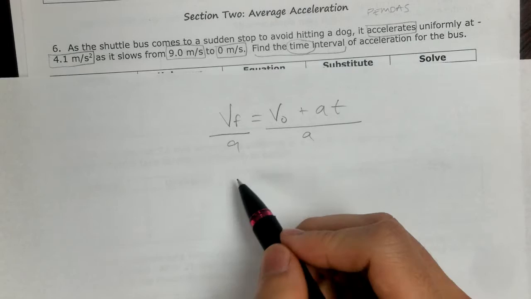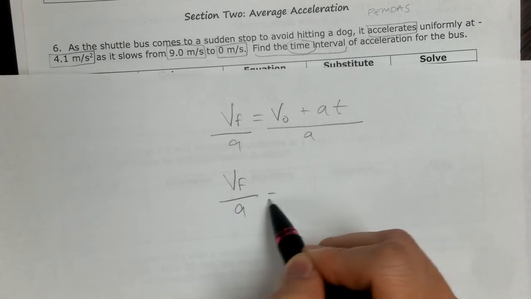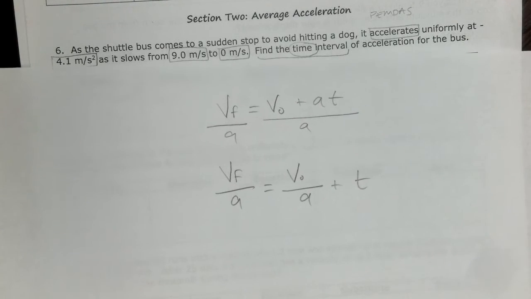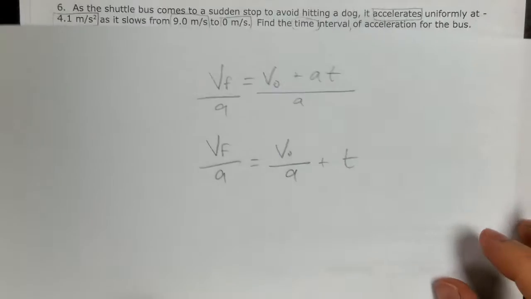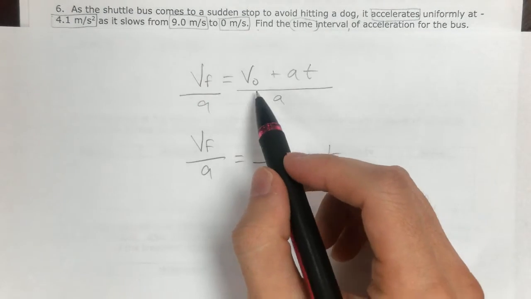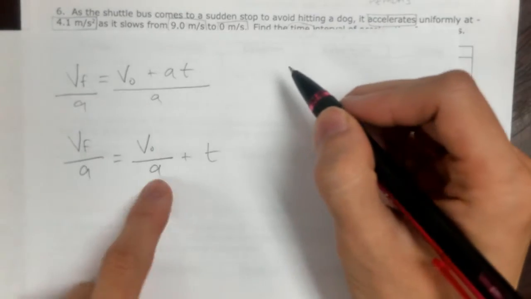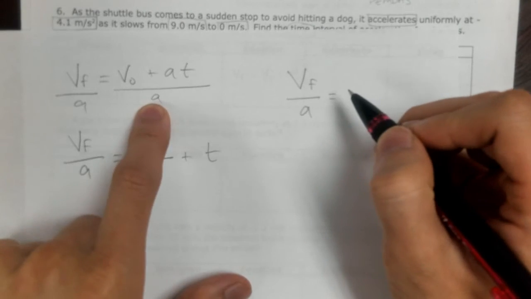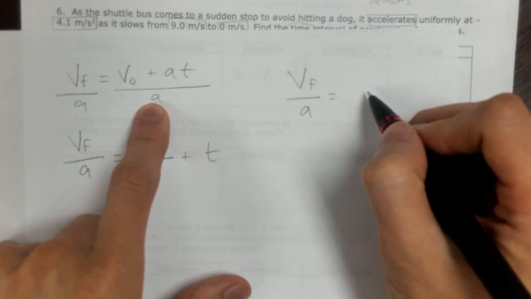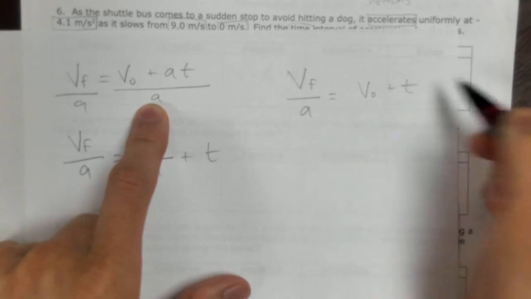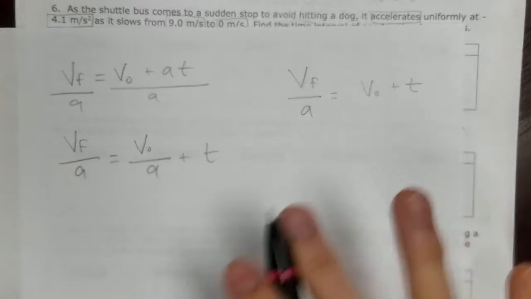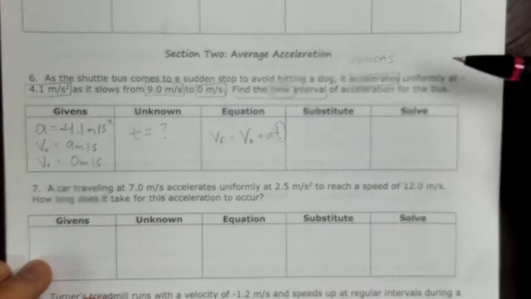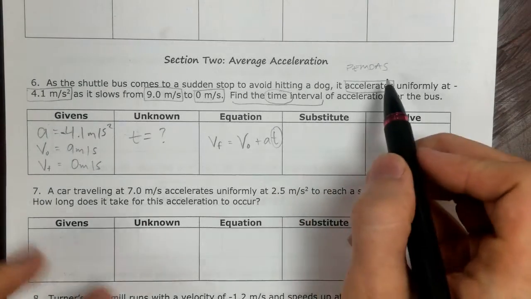Okay, look what we actually get. V F over A is equal to V naught over A plus T. Alright? The other issue is sometimes they do it like this. And that's not wrong actually. But this is what happens. Then they don't distribute the A. So they just write V naught plus T. And that's incorrect. Alright, so I prefer you to do it this way because it's safer to go backwards from PEMDAS. So let's subtract first.